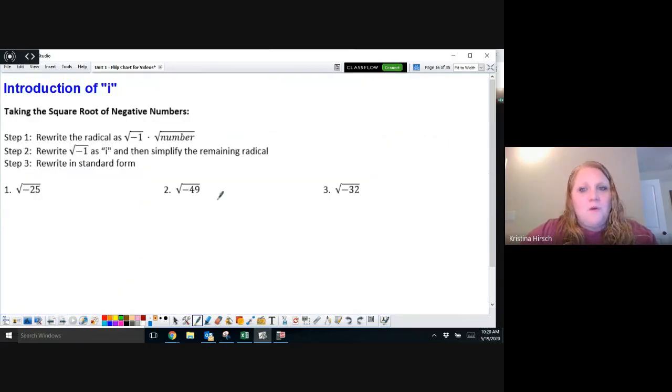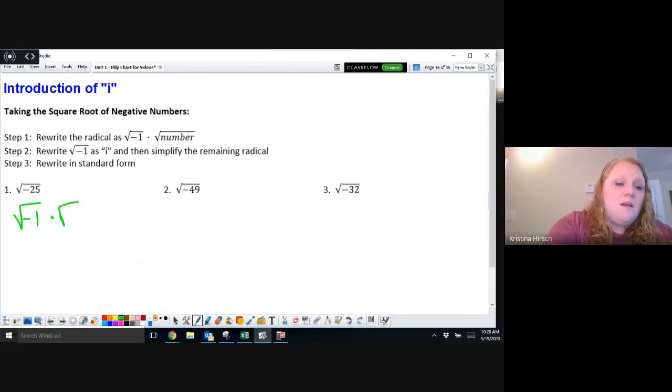All right, so this is where that comes into play. When we take the square root of negative numbers, you rewrite the radical as a -1 times whatever that number is. So if we had the square root of negative 25, we would have the square root of -1 times the square root of 25. Well, what is the square root of -1? It is I. And what is the square root of 25? 5. Well, I times 5 is 5I.